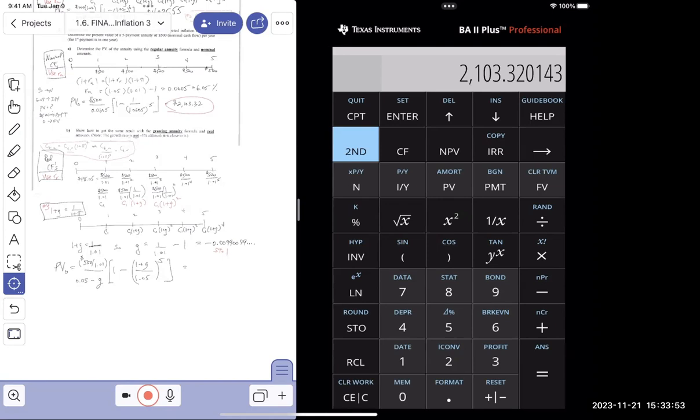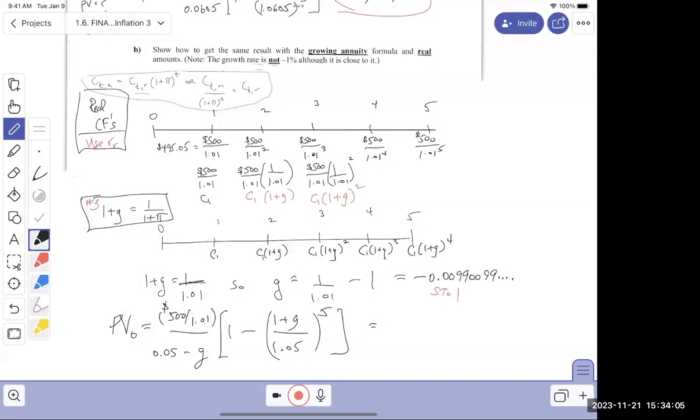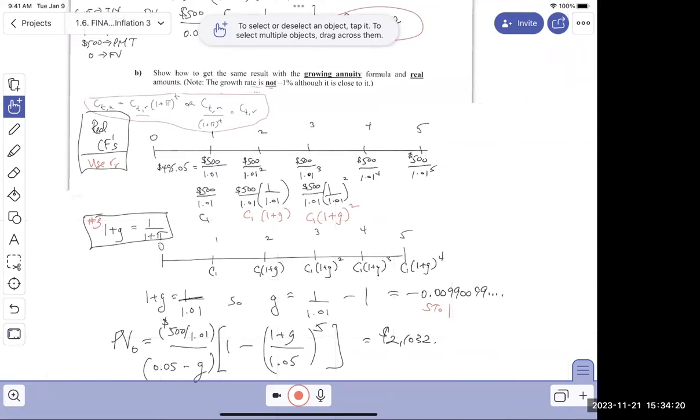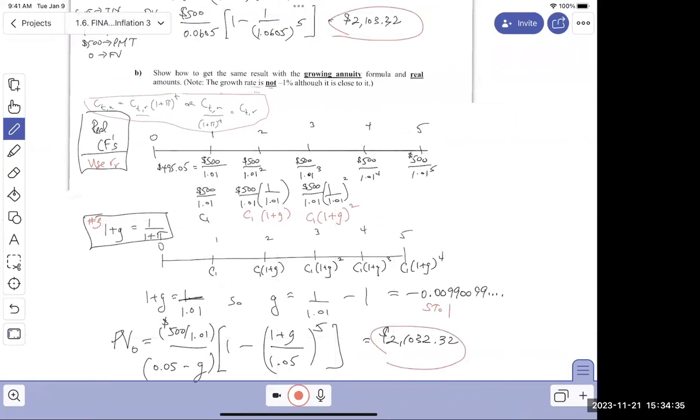And that's the number: $2,103.32. So now you try it. $0.32, 32 cents. Okay, so that took most of the class.